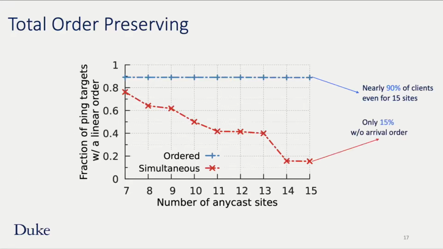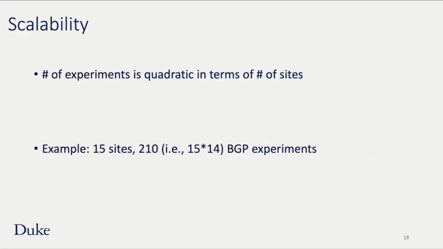We found that only 15% of clients will have a total linear order if we do not consider the announcement order. But if we use ordered announcement, nearly 90% of all clients will have the total linear order, which will allow us to do a more precise round-trip time estimation.